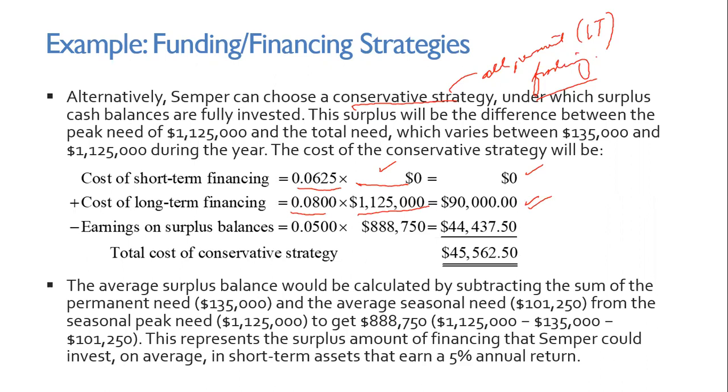However, you have surplus balances. Hindi naman every time, di ba ang itsura ng graph is ganyan. So 1.125 million yung funding need at some point. 135,000 yung funding need at some point. But if you borrowed 1.125 million all throughout, ibig sabihin meron kang excess cash.